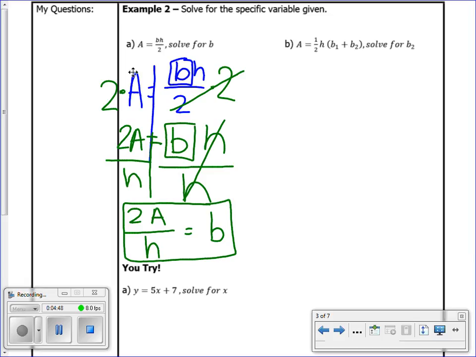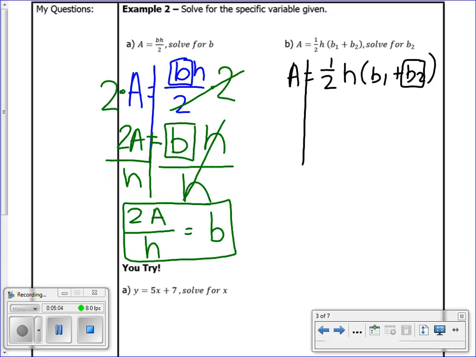Letter B, it says A equals 1/2 H times (B1 plus B2). And it says solve for B2. So again, drawing my line down the equal sign. I have a fraction. My fraction is 1/2. To undo it, I multiply both sides by 2. That cancels my fraction, so you get 2A equals H times (B1 plus B2).